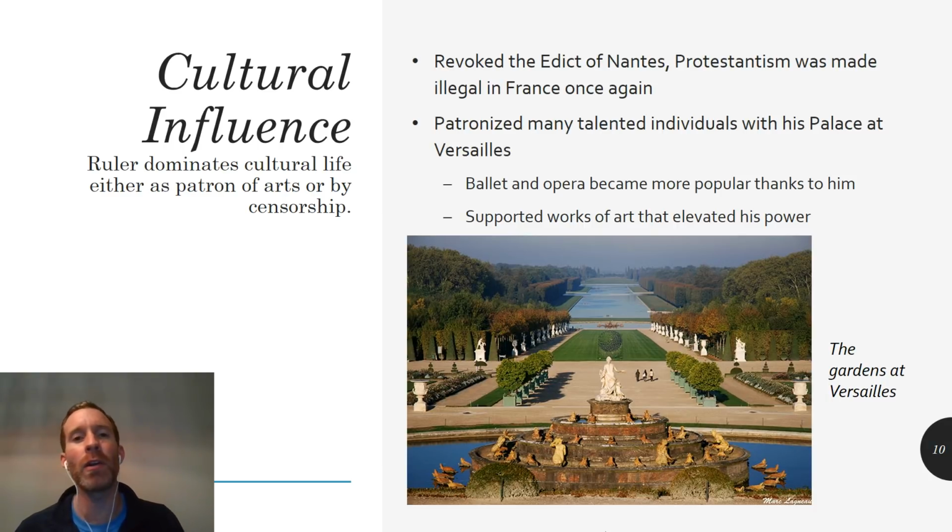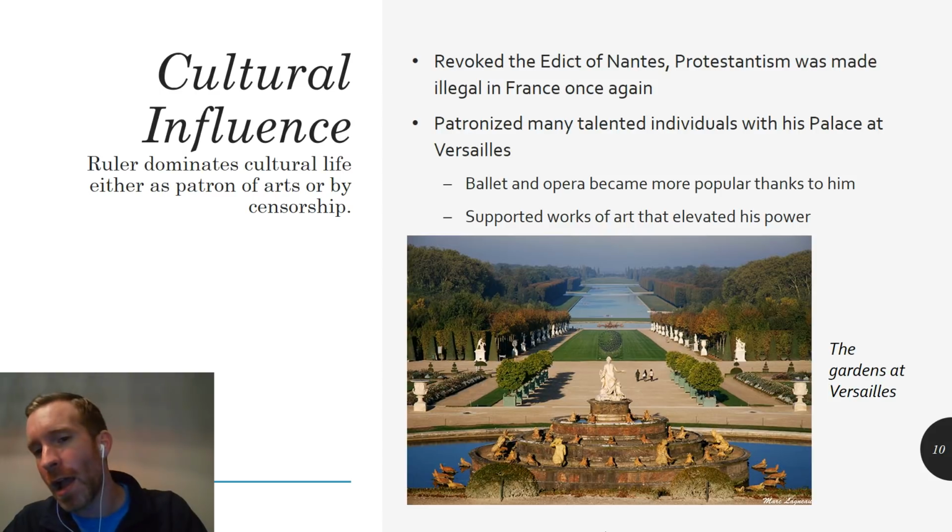So culturally speaking, as we say here, the ruler is going to dominate cultural life either as a patron of the arts, one who pays for arts to be done in his name, or by censoring the arts and making sure nothing is produced that would hurt his ever so delicate feelings. So he takes the Edict of Nantes away, Protestantism illegal in France again. His palace of Versailles, which you guys can see, this is kind of this picture looking at kind of the back step.